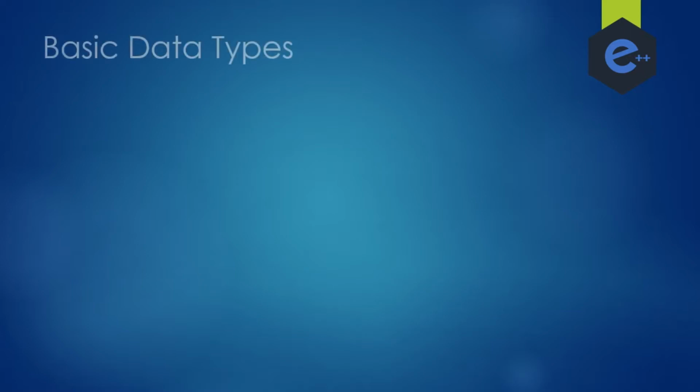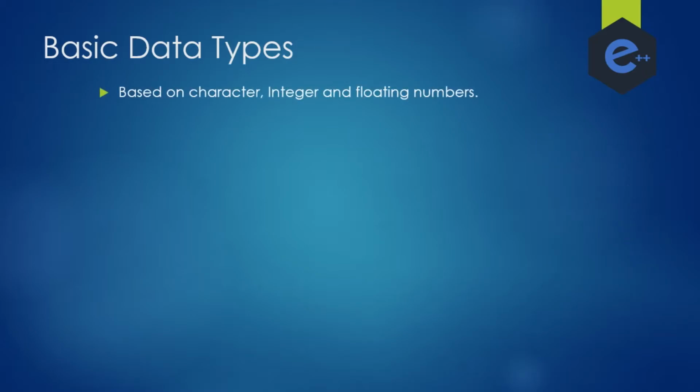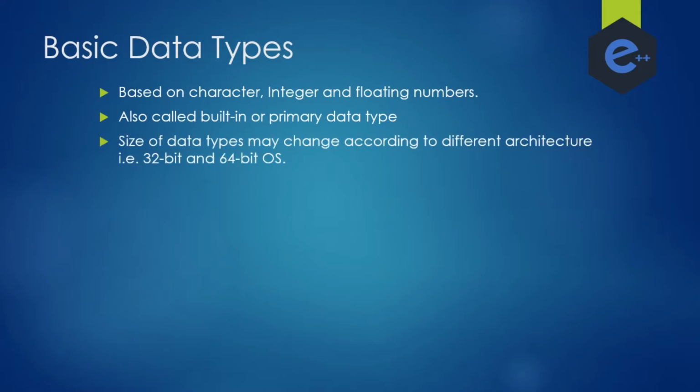So, the first one is basic data types or primitive data types. These data types are based on integer, character and floating point numbers. They are also called built-in or primary data types. The size of data types may change according to the different architecture of the system. Size and range of basic data types are given below.